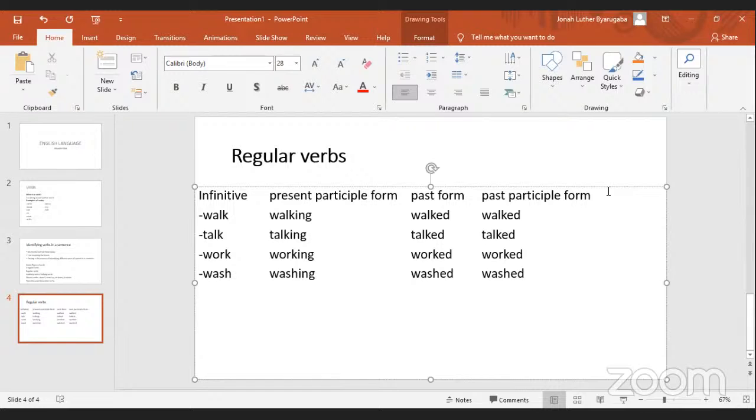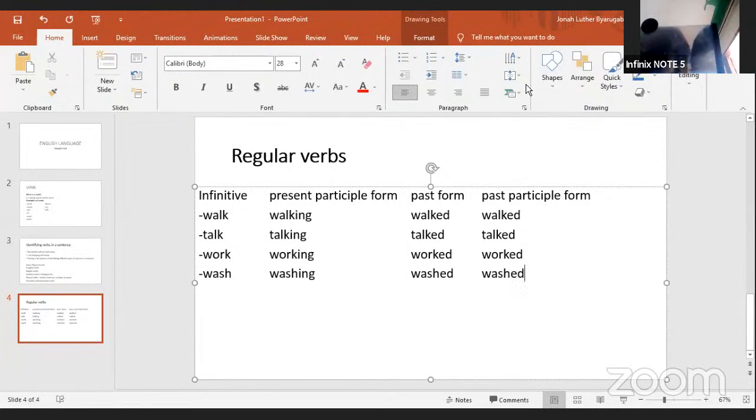The person using Infinix Note 5, you're welcome. Data content, thank you. Thank you.